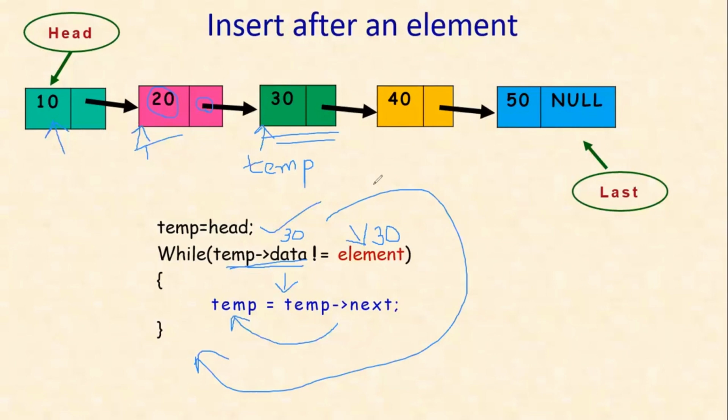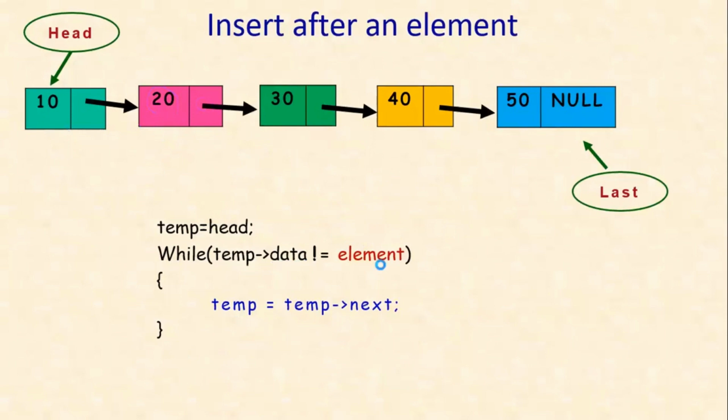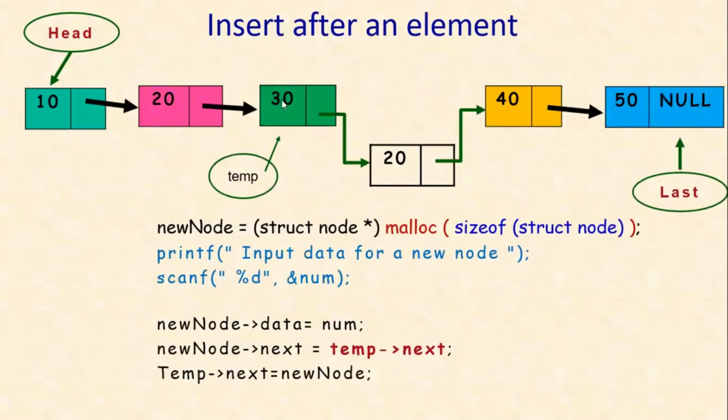For that, let me show you the further code. See this. I am allocating memory for a node. This is the same for everything. So I am taking input into a variable num. Now that value is assigned to new node data, that means the newly created node.